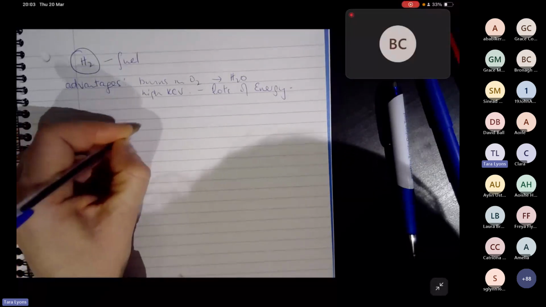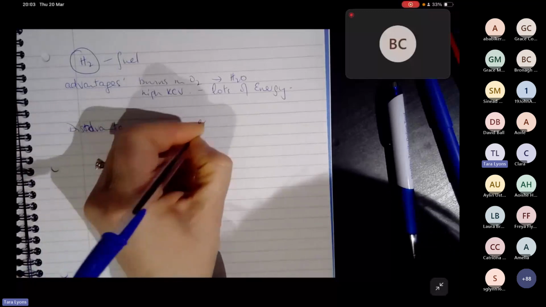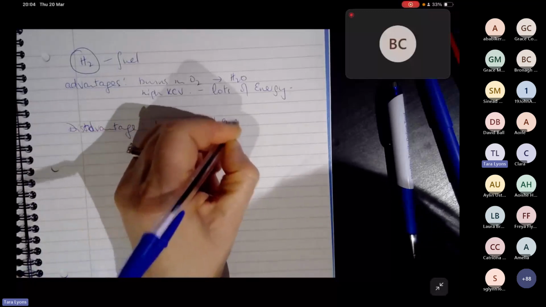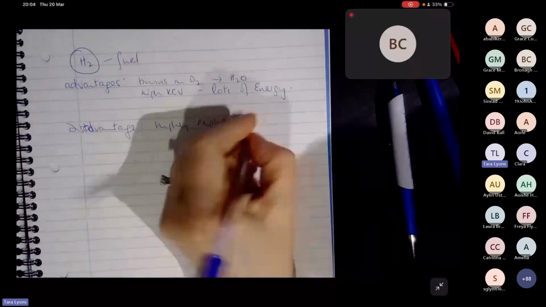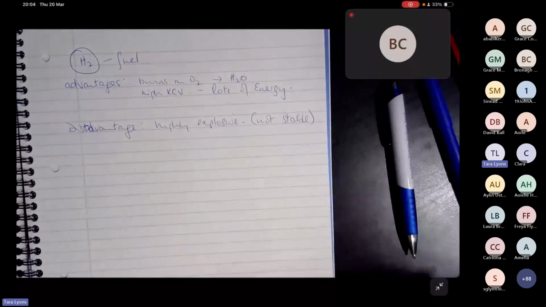Disadvantage of hydrogen as a fuel. Well, it's highly explosive. So it's not stable, right? And I'd like my fuels to be stable. So it does burst into flames, do you know what I mean? Obviously, if you ignite it or produce enough energy. So it's highly explosive. Okay, so that's not good.